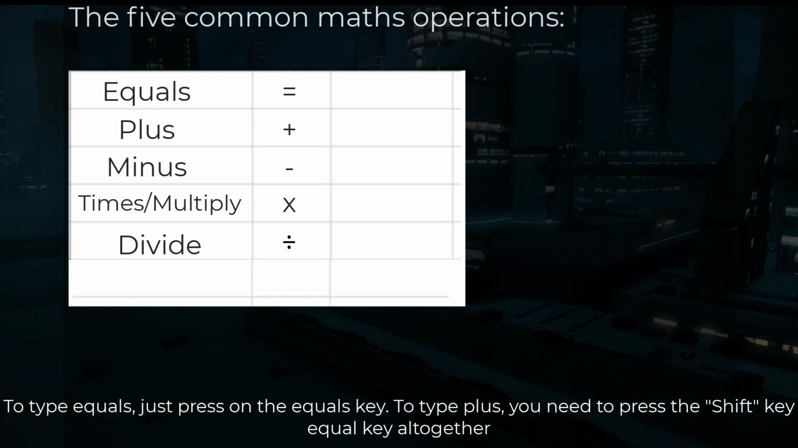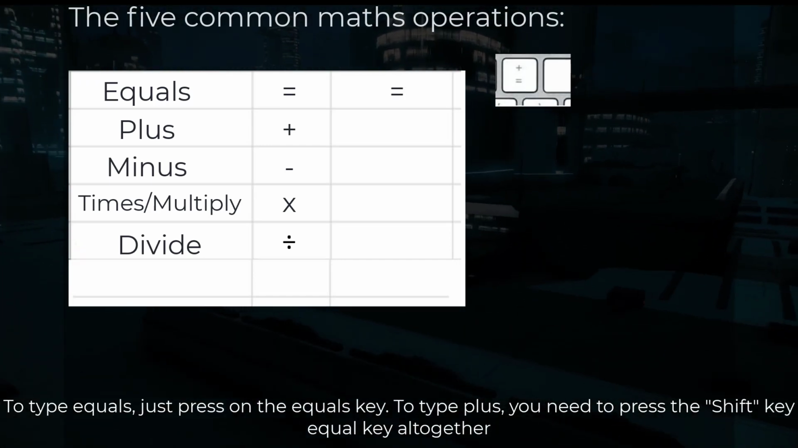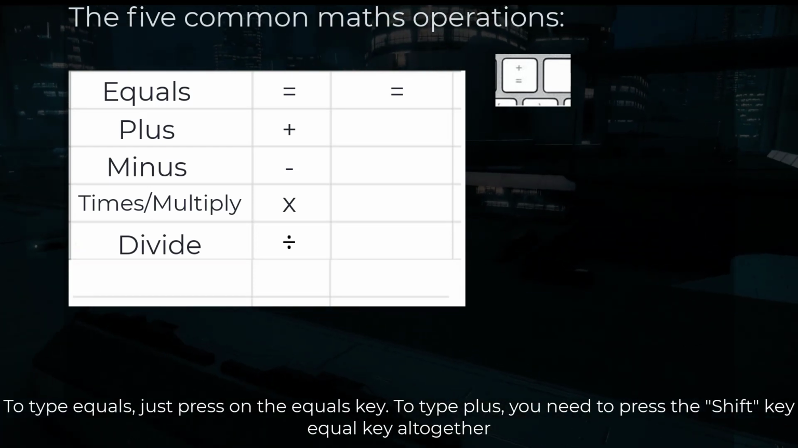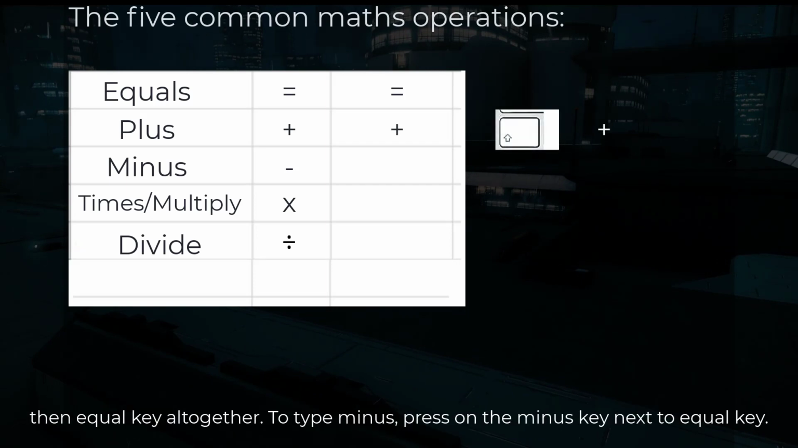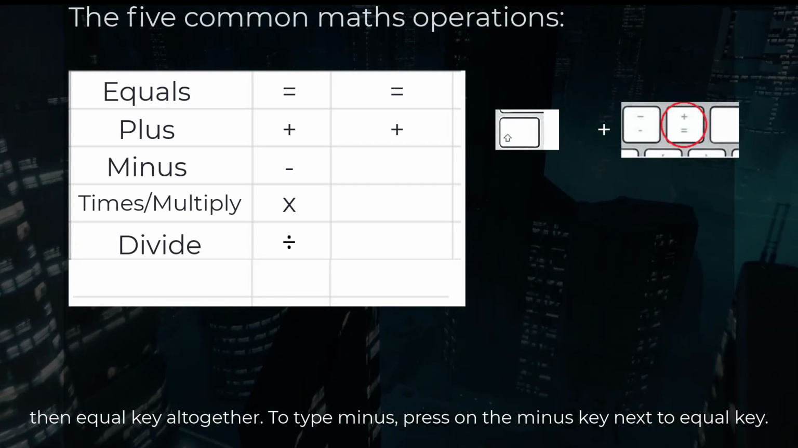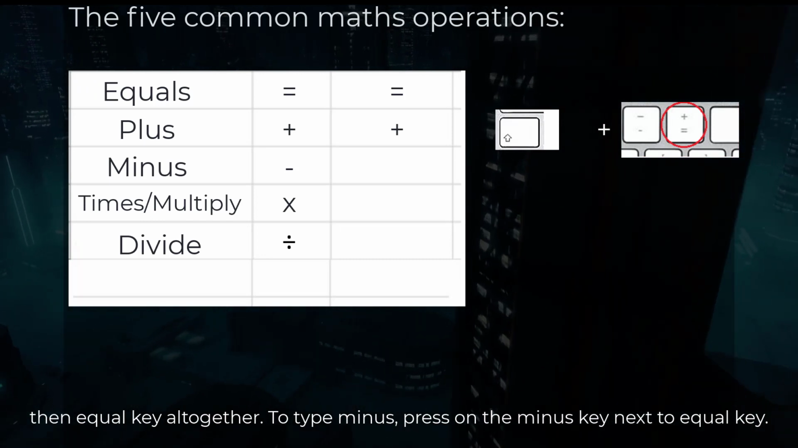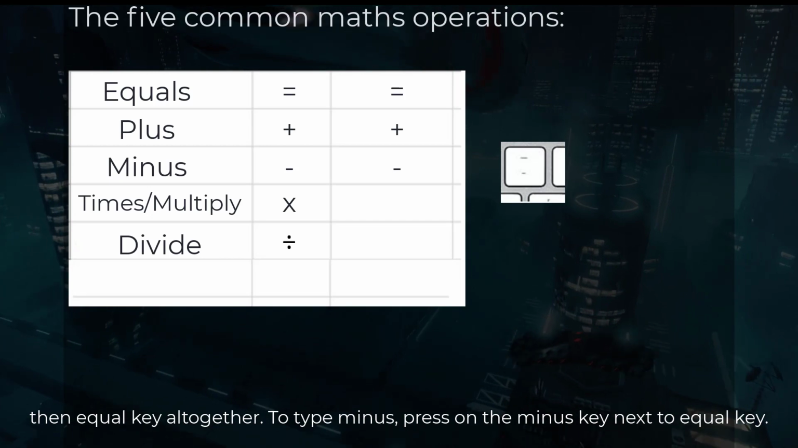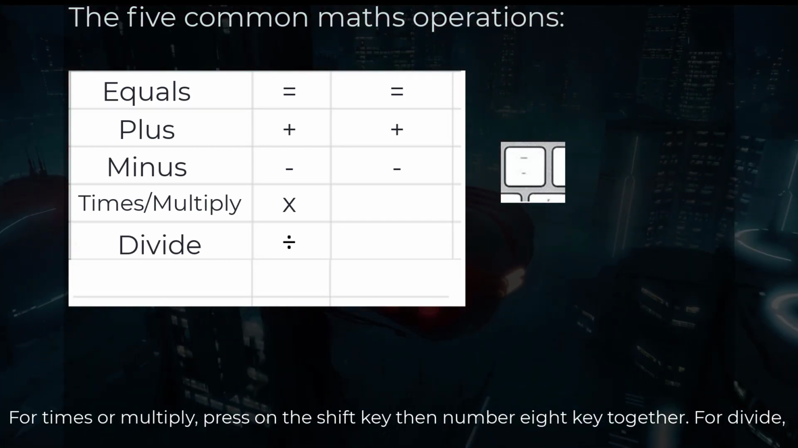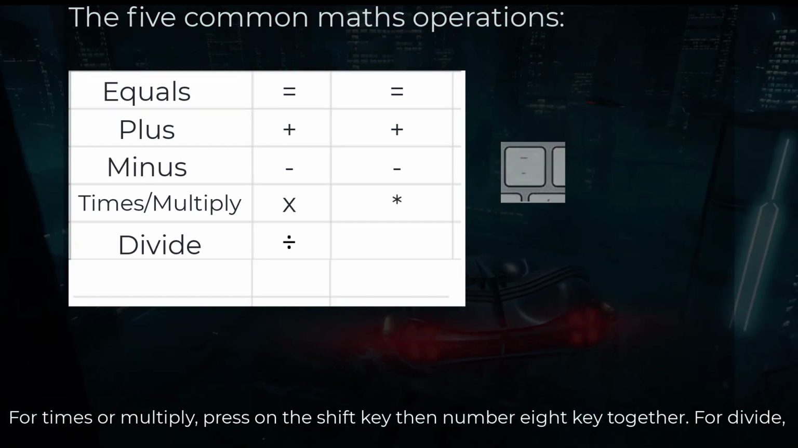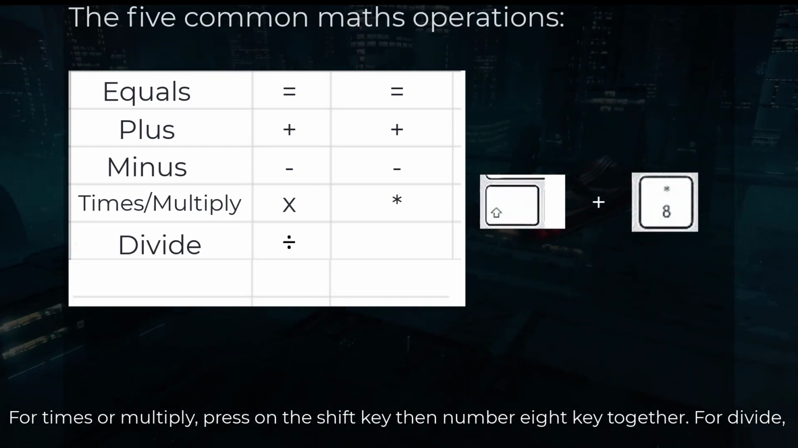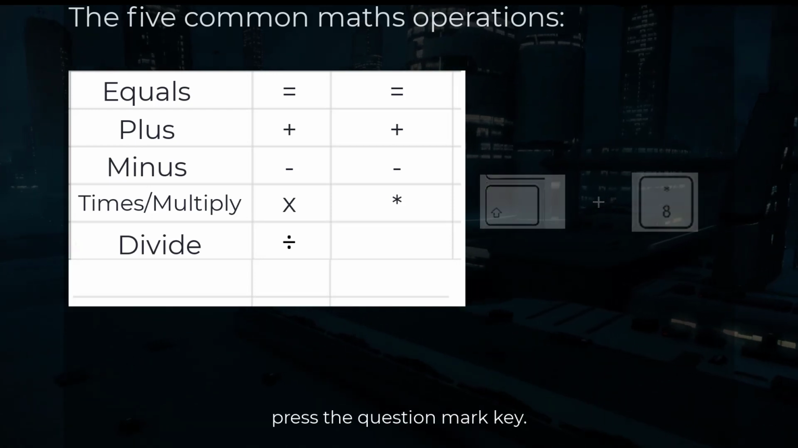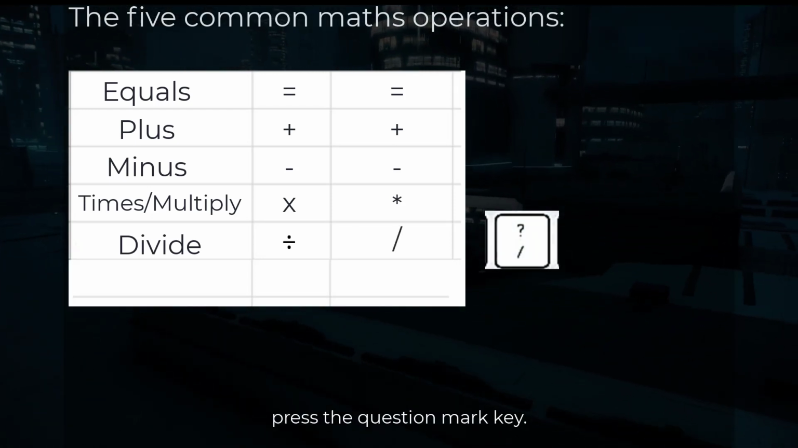To type equals, just press on the equals key. To type plus, you need to press the shift key, then the equal key altogether. To type minus, press on the minus key next to the equal key. For times or multiply, press on the shift key, then the number 8 key together. For divide, press the question mark key.